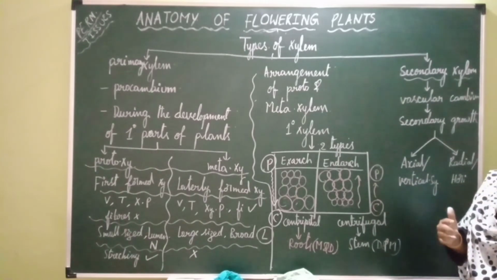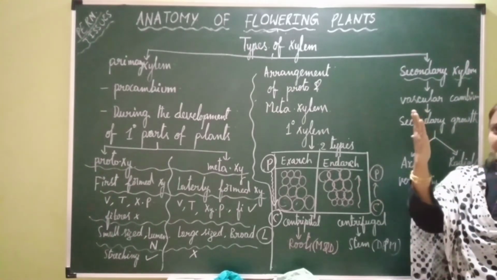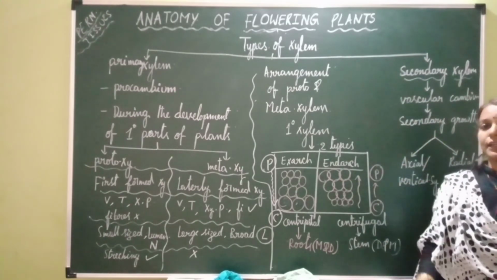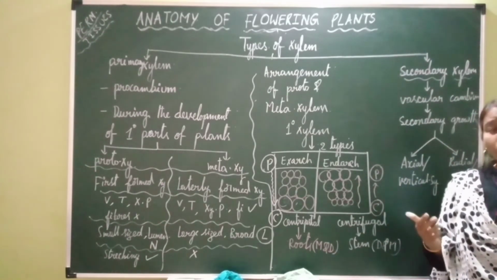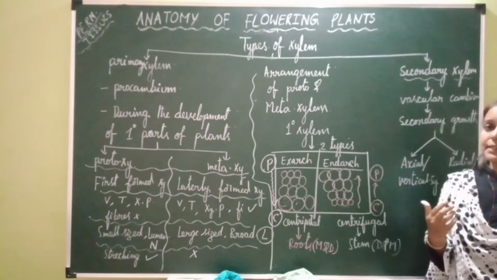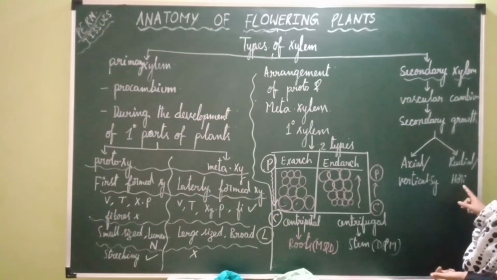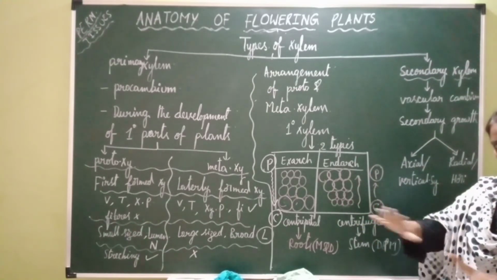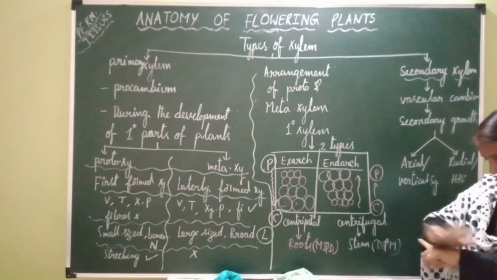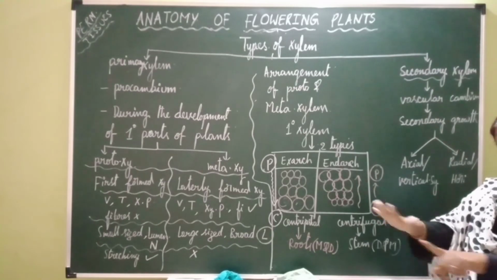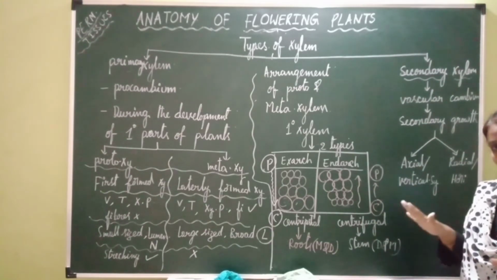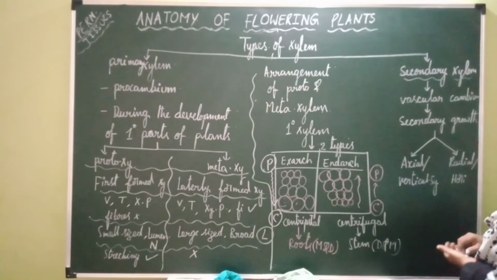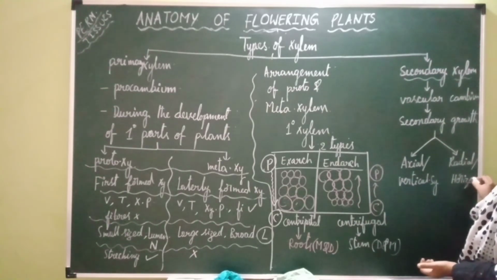So the axial or vertical system of secondary xylem is nothing but that which is in a vertical manner. That is called vertical or axial secondary xylem. And radial means which is present horizontally inside the plant organs. The xylem which is present horizontally inside the plant organs is called the horizontal system or radial system of secondary xylem. So horizontal.